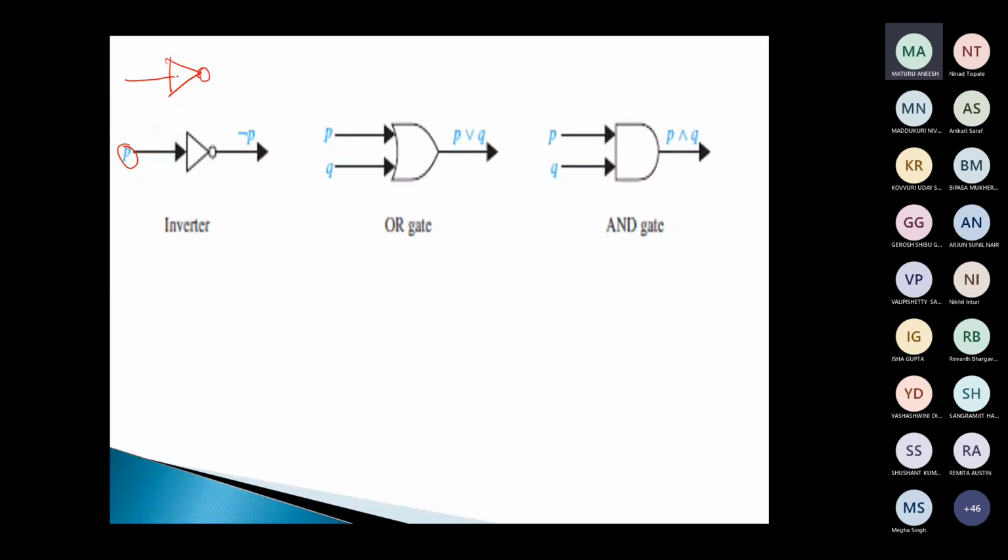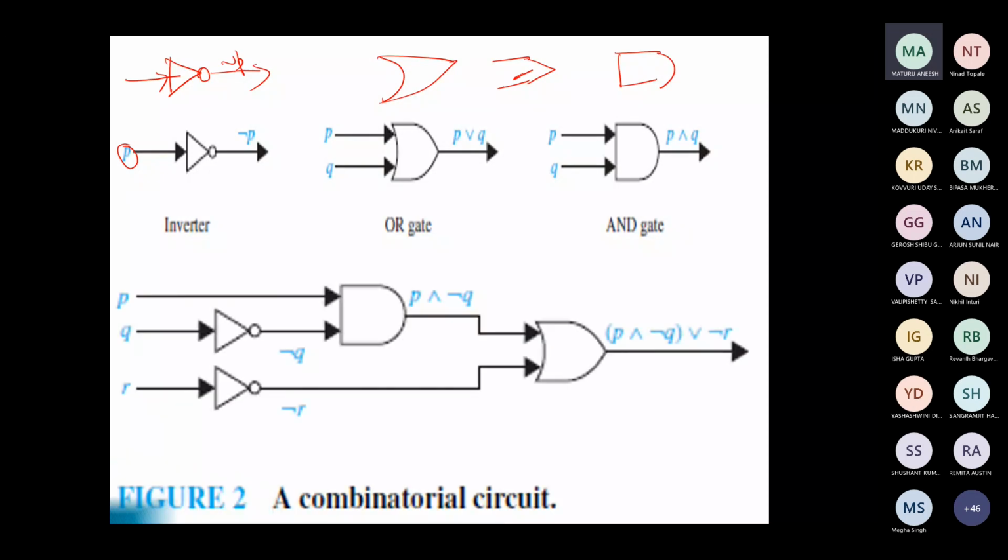So whenever P enters, this will negate it, so the output will be not P. And here two things enter, P and Q. For OR we usually use something like this. Here it is given something like this. Anyway, for AND it will be blunt. I think these are the things, right? P and Q. So this is just an example.